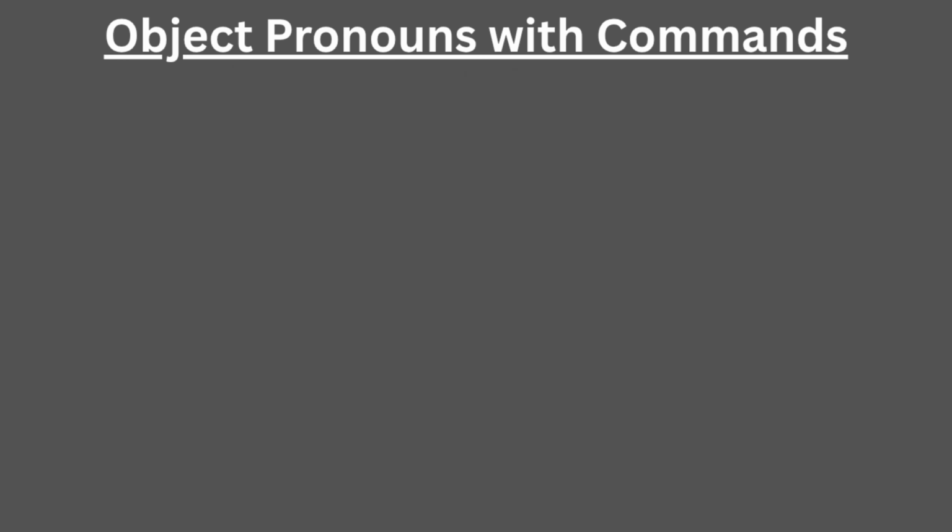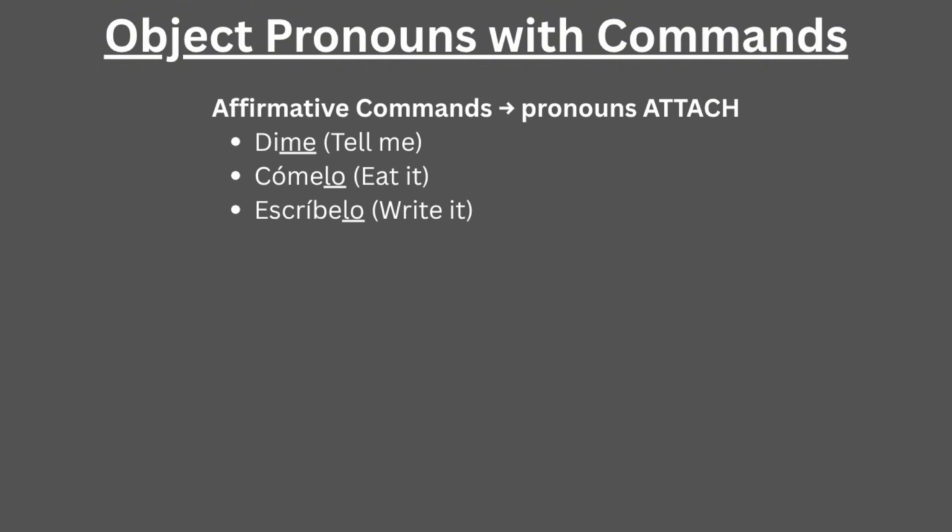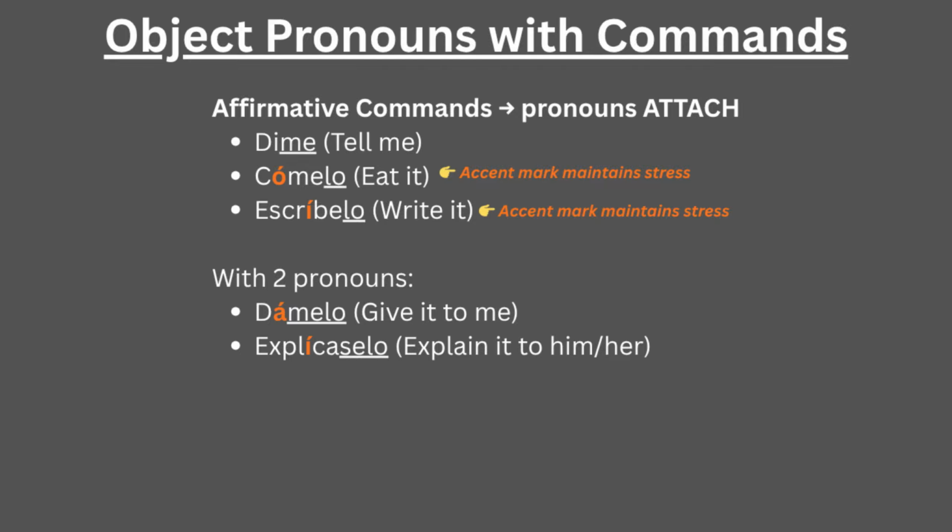Aside from negation, Spanish can also attach object pronouns to commands. With affirmative commands, direct and indirect pronouns attach directly to the word, like in dime, tell me, cómelo, eat it, escríbelo, write it. In some words, accents are needed to keep the stress on the original syllable. Additionally, it's possible to pair two pronouns in one word, like dámelo, explícaselo. When working with two pronouns, accents are again needed to maintain the stress.